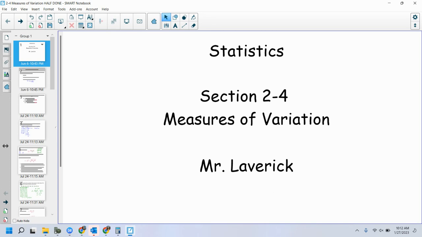So this is the end of section 2.4, measures of variation. Excuse me. So section 2.4, again, how is it different from 2.3? Well, 2.3 was about measures of central tendency, where you define the center of a set of data. And section 2.4 is now, how do we define how spread apart a set of data is, right?